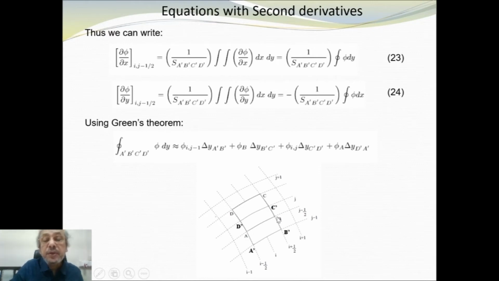Then we will integrate again on ABCD, if we find values of del phi del x and del phi del y at these points between A and B, between B and C, and so forth.